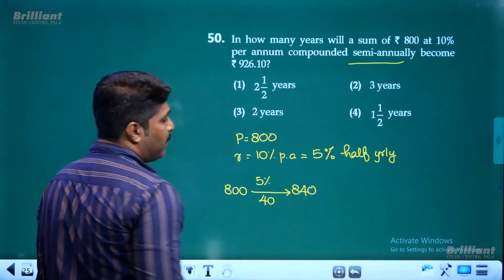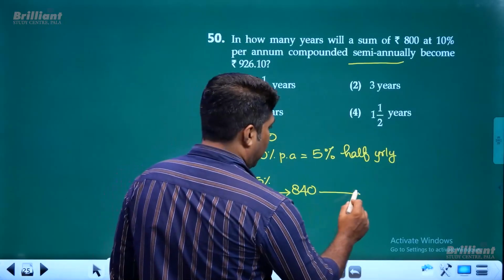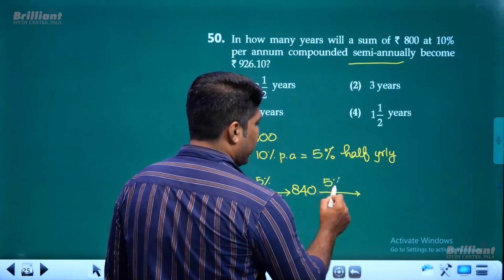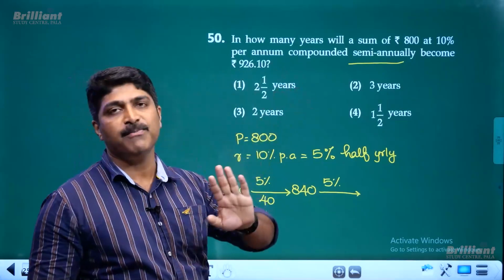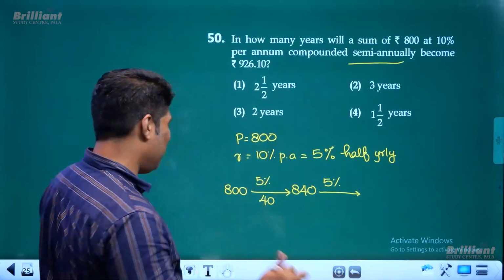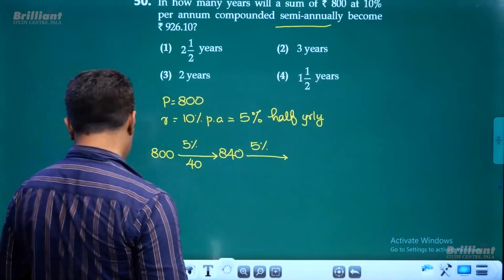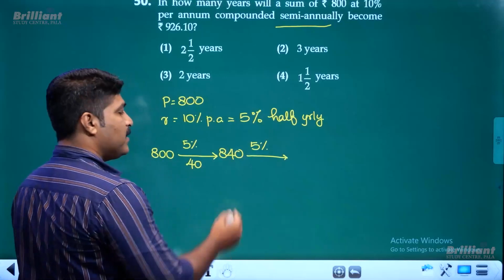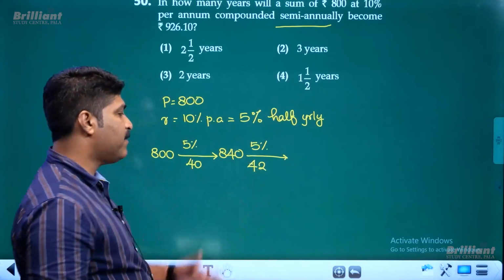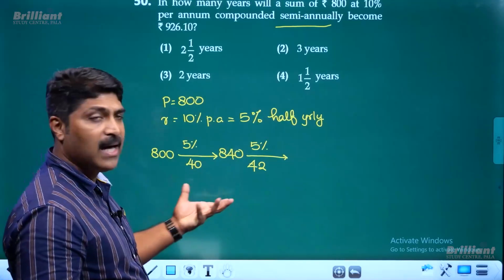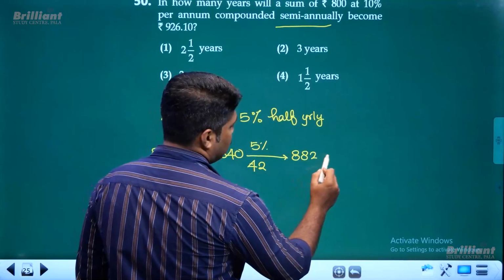Don't forget, compound interest is nothing but a successive variation. And it's 5% we consider. We are going to check at which step we will reach this 926.10. Got it? That kind of a tricky approach we are following here. So we can check it further. Here 5% of this value, that is 42, because 10% of 840 is 84, and its half is 42. So add up together, this is 882.